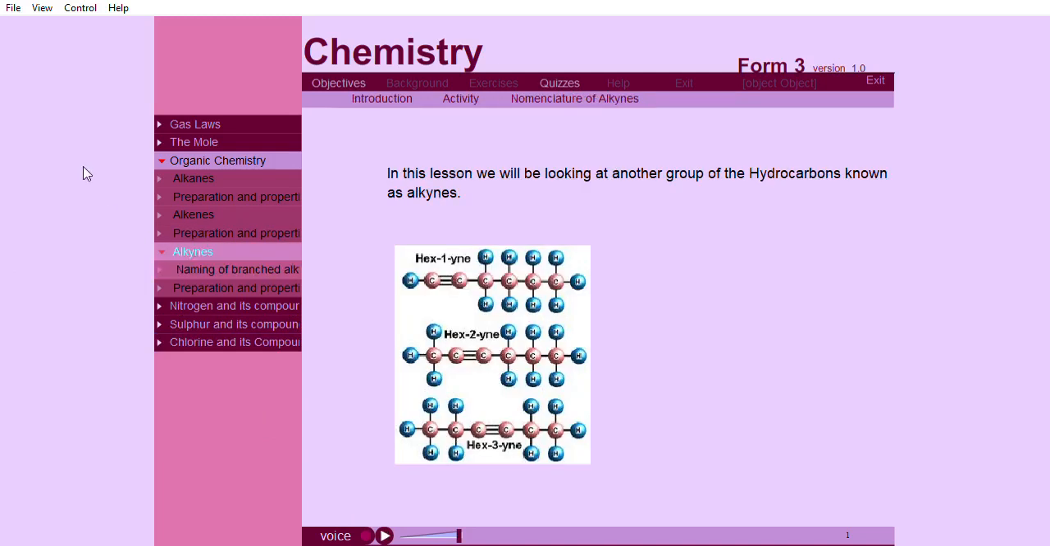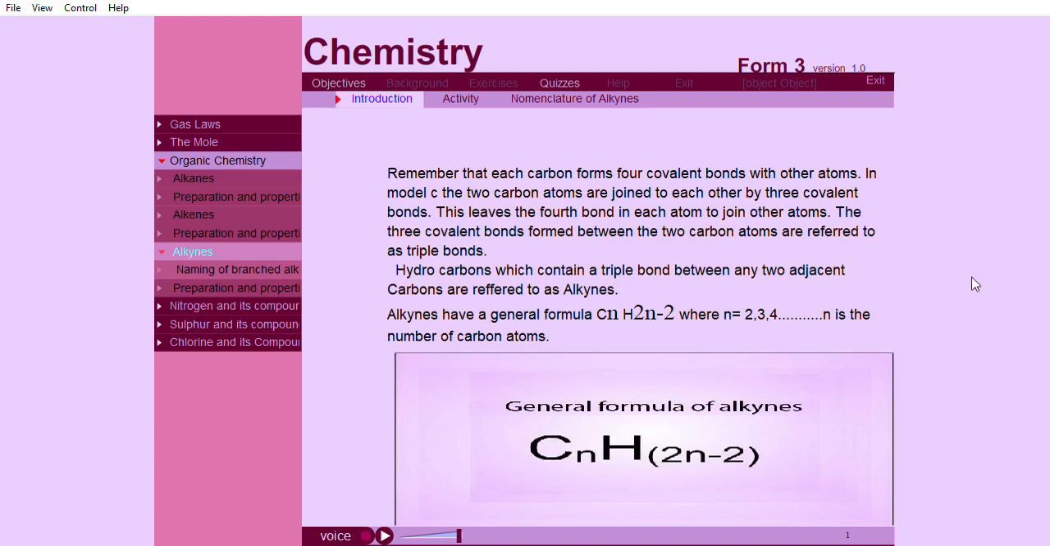In this lesson, we will be looking at another group of hydrocarbons known as alkynes. Remember that each carbon forms 4 covalent bonds with other atoms. In the model, the 2 carbon atoms are joined to each other by 3 covalent bonds. This leaves the 4th bond in each atom to join other atoms. The three covalent bonds formed between the two carbon atoms are referred to as a triple bond. Hydrocarbons which contain a triple bond between any two adjacent carbons are referred to as alkynes.